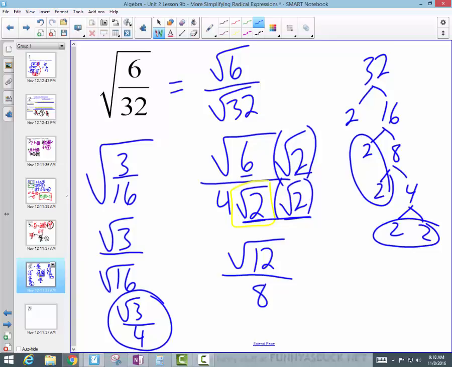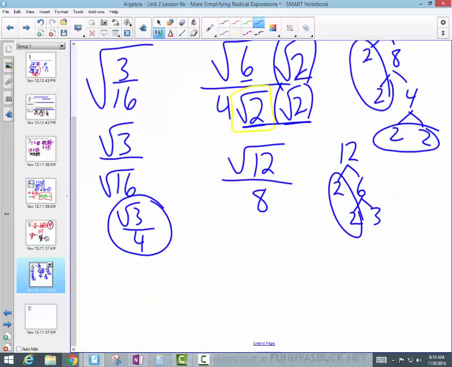Well, no, not exactly, because now we have the square root of 12. That's something we can simplify. Remember, we've looked at this before. We can do the prime factorization. We can simplify this down, and guess what? It ends up being 2 root 3. I have a pair of 2's, so 1 2 comes out, so I have 2 root 3 over 8.